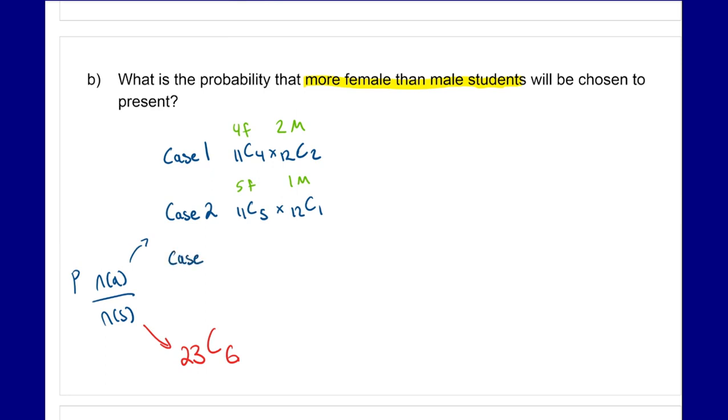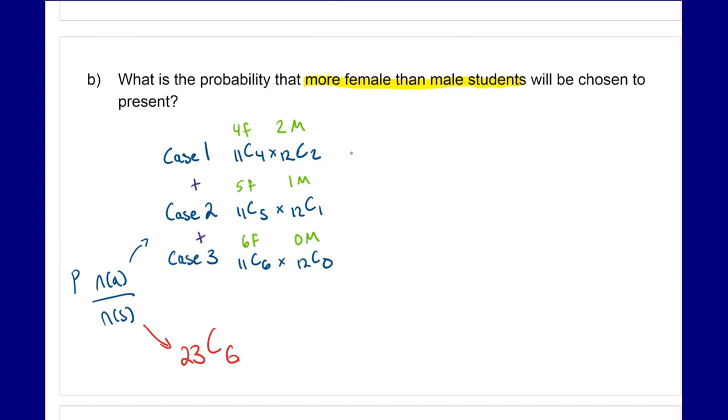The third case, case number 3, we have 6 females and 0 males. That's also a valid case. We have more females than males. So it's 11 choose 6 multiplied by 12 choose 0. We don't really need to include that last one if we don't want to, but it still applies. It sometimes helps because we still have to think about the two components of our group. So because it's case 1 or case 2 or case 3, we are going to be adding these together.